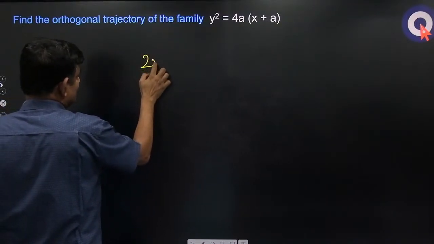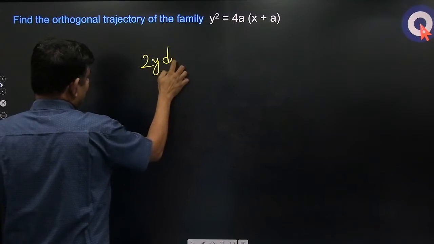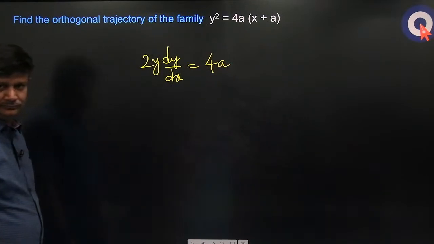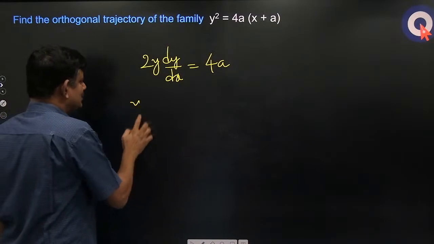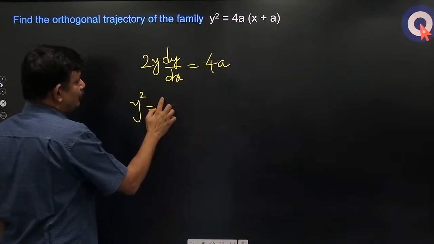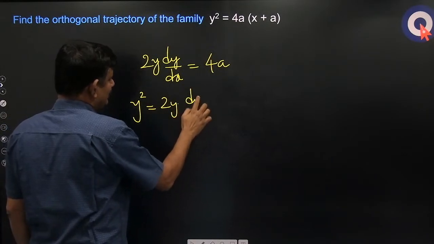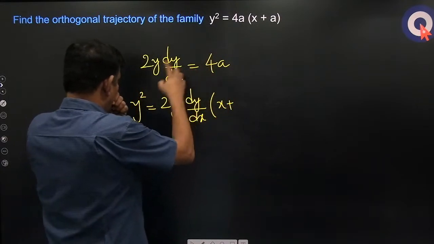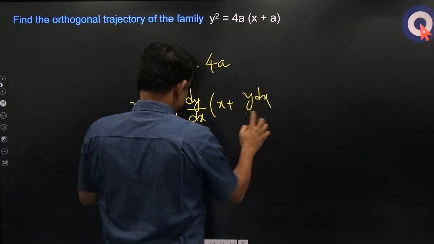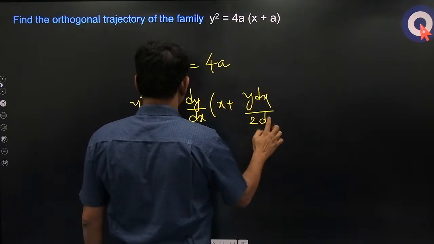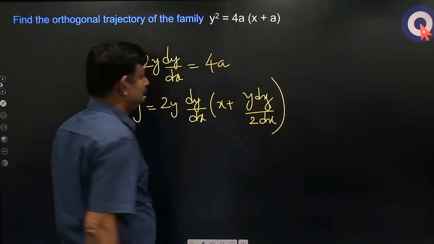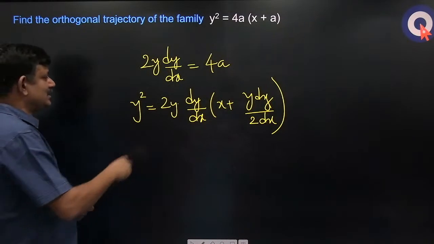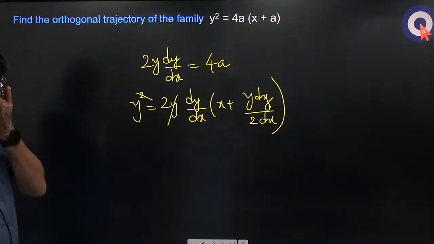How to get the differential equation here? Differentiate: 2y dy by dx is equal to 4a. So what is the differential equation here? y square is equal to 4a, which is 2y dy by dx, into x plus a, where a is y dy by 2 dx. Now you can see y is getting cancelled. This is the differential equation.